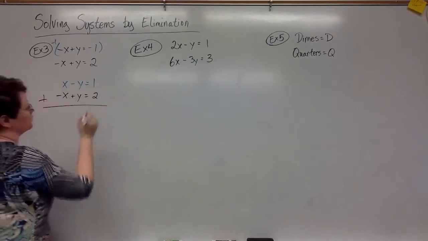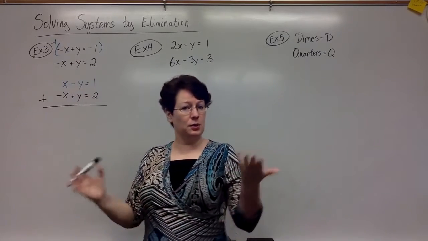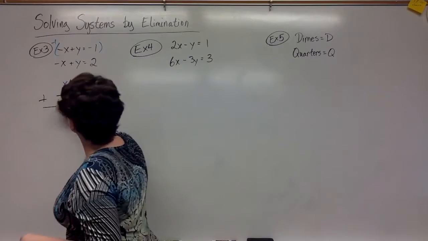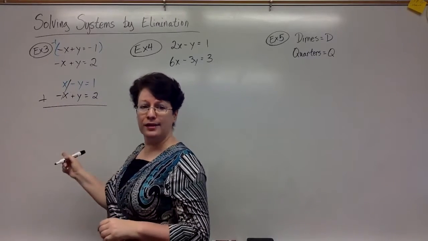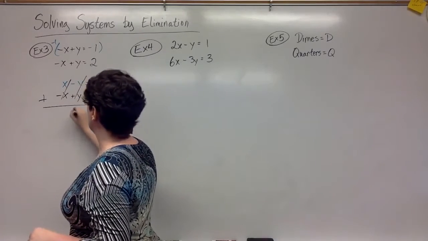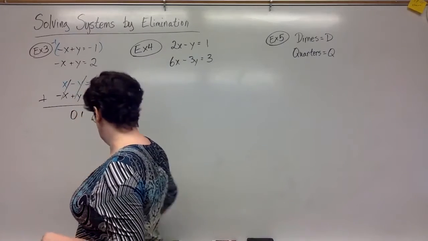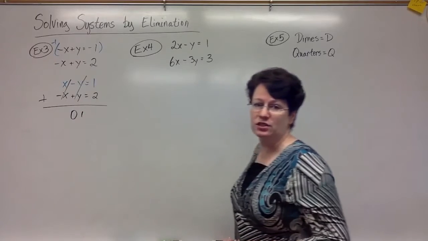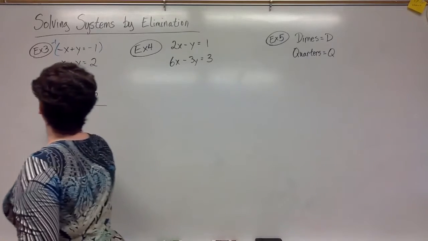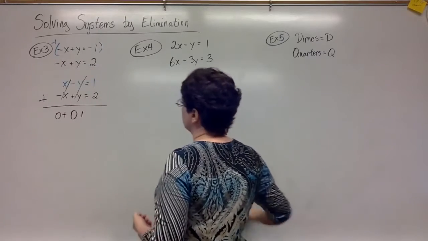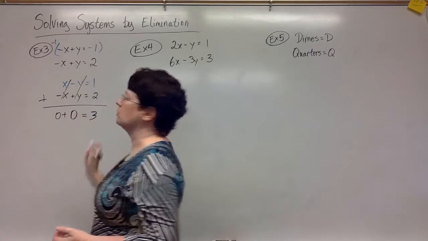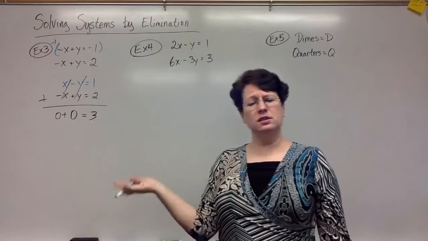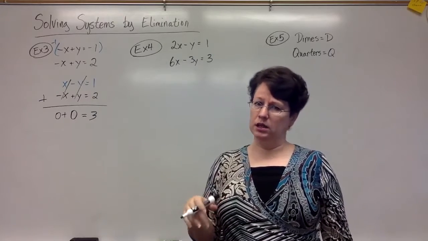Now we add them together. X's cancel. That's what we wanted to have happen. Uh-oh. Oops. The y's cancel. So I've got a 0, because 0 plus 0, well, that's just equal to 0. So we can put that in there. 0 plus 0, right? And then I have 1 plus 2, which is 3. So does 0 plus 0 equal to 3?